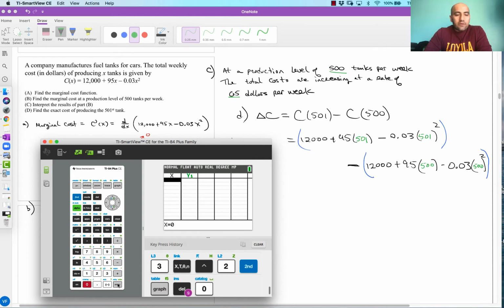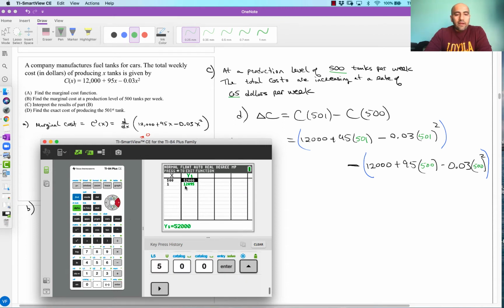So I know that if I put in a 0, I should get 12,000, right? If I replace x with a 0 there and a 0 there, these two terms cancel, and I just get 12,000. So the cost of producing 0 of them is 12,000. And if I put a 1 there, I get approximately that. If I use my arrows, I can get the exact answer, 12,094.97. Okay, so now if I wanted to figure out the total cost of producing 500 units, I can put that there, and then again use my arrows and go over there, and I get the exact answer. It's going to be $52,000 to produce 500 units.